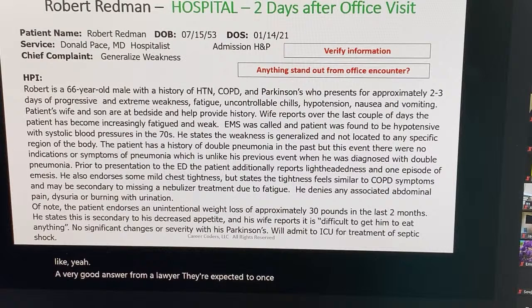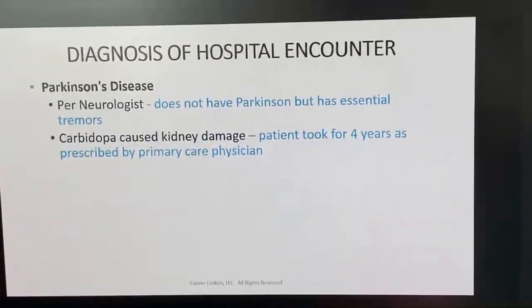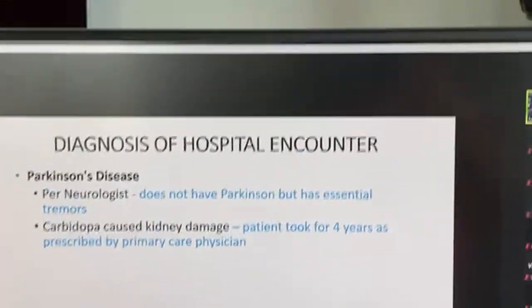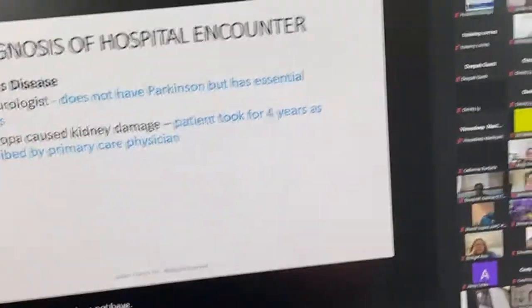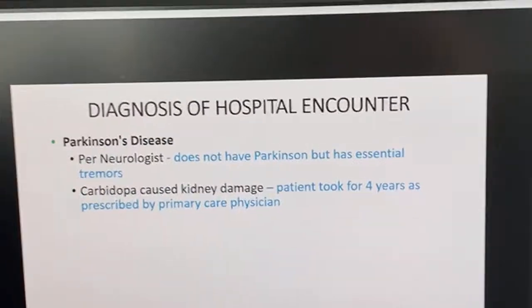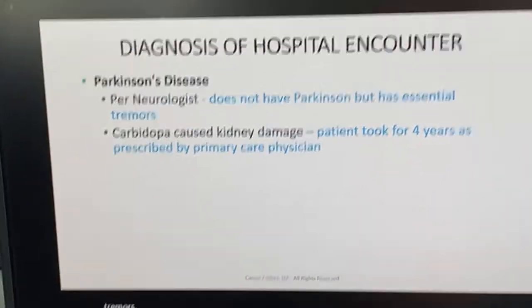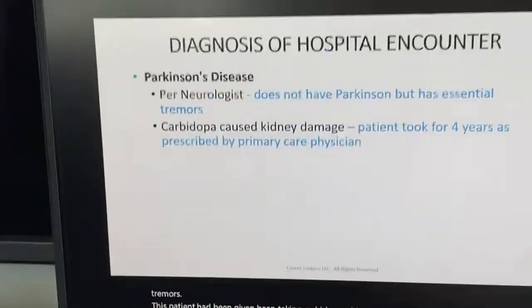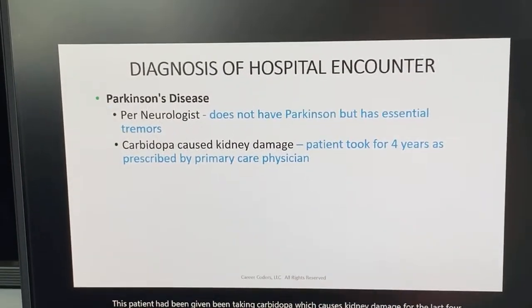This is interesting. A neurologist saw him for his Parkinson's. He says he doesn't have Parkinson's. He's got essential tremors. When he did the cogwheel test on him, he said, no, that's not Parkinson's, he just has tremors. This patient had been taking carbidopa, which causes kidney damage, for the last 4 years. That was prescribed by the primary care physician, and he didn't need to have it.